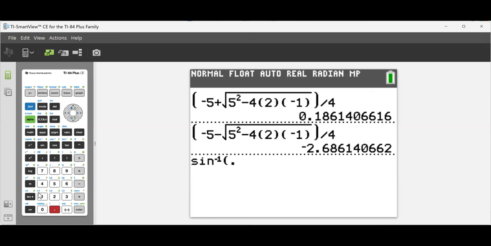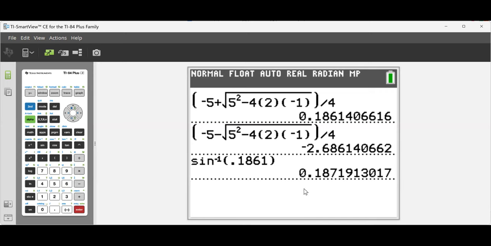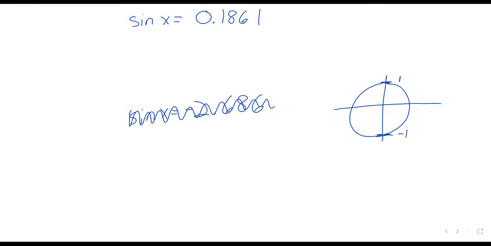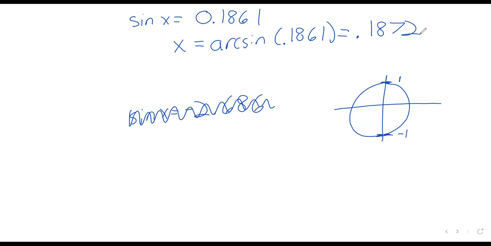Arc sine of 0.1861, we get 0.1872. It's just a coincidence that the arc sine is so close to the sine.